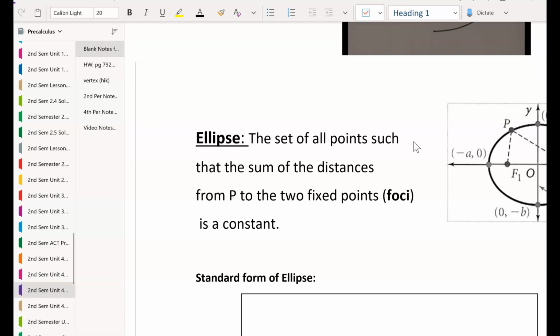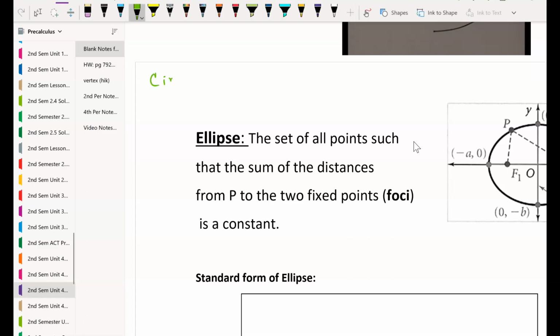All right, so today we're continuing with conics. So remember we did circles first, right? And circles have the standard form of (x minus h) squared plus (y minus k) squared equals the radius squared, where your center is (h, k), and your radius is the square root of whatever our number is at the end, and it's always going to be a positive value.